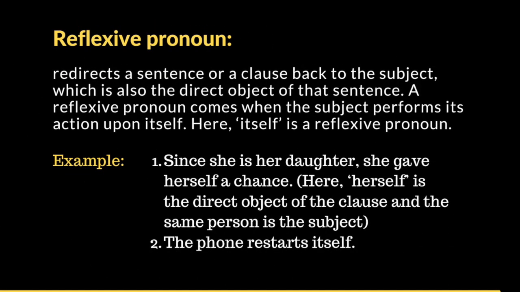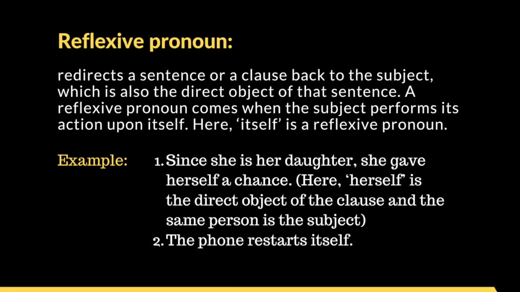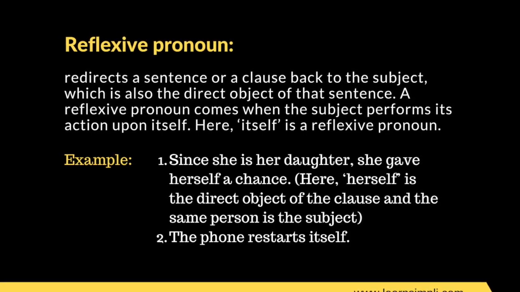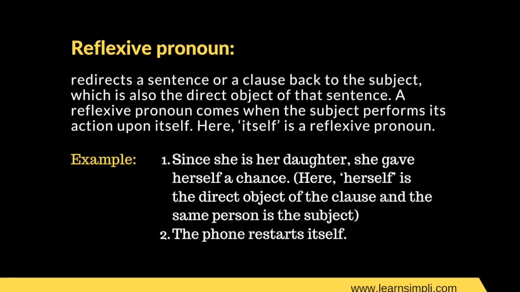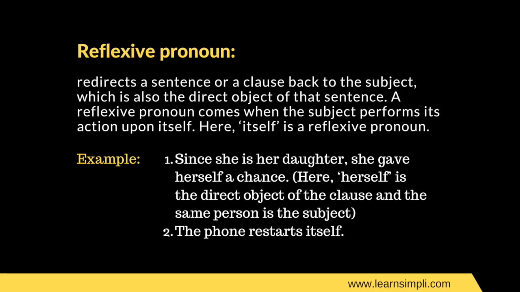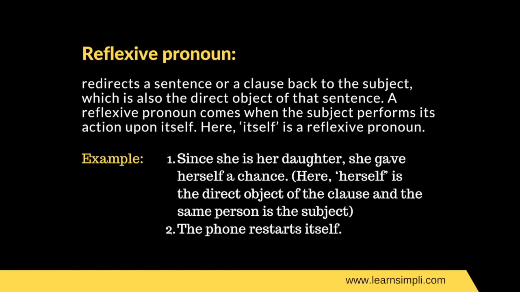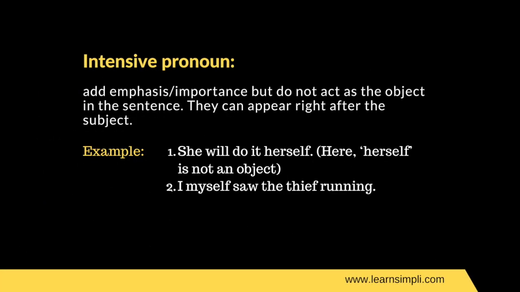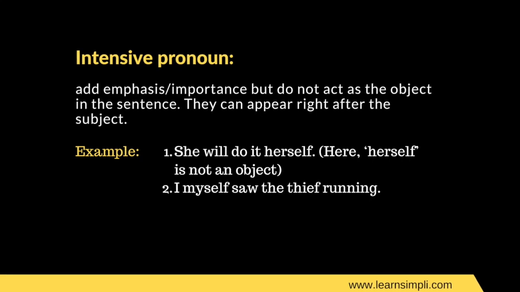Reflexive pronoun redirects a sentence or a clause back to the subject, which is also the direct object of that sentence. A reflexive pronoun comes when the subject performs its action upon itself. Here, itself is a reflexive pronoun. Example: since she is her daughter, she gave herself a chance. Here, herself is the direct object of the clause and the same person is the subject. The phone restarts itself.